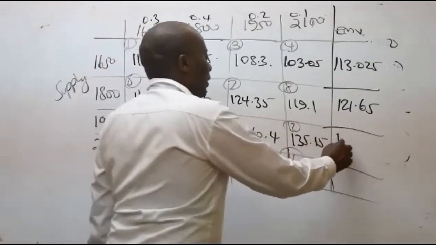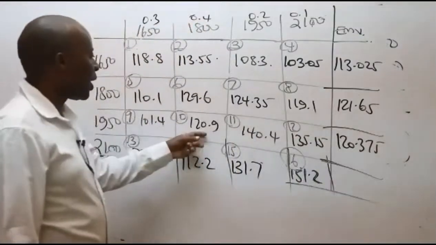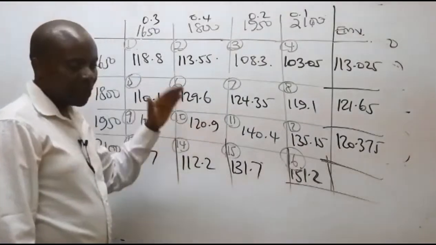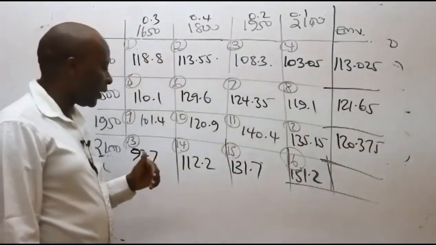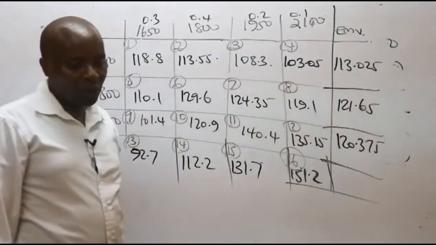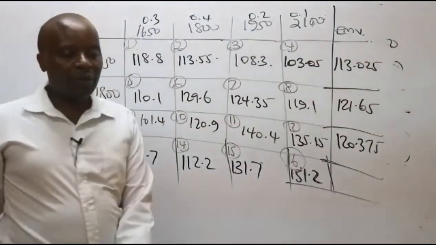120.375. How did they get this 120.375? They took the profit that we have here and then they averaged them by multiplying them with what here? With the probabilities. By multiplying them with the probabilities like that. And then we have the last one. What do we have?